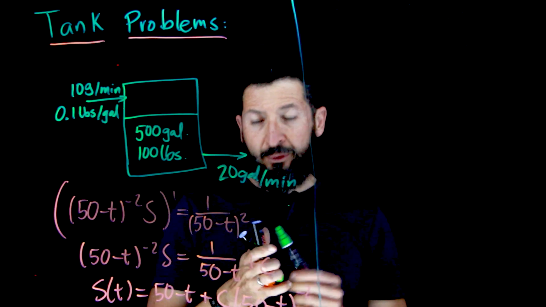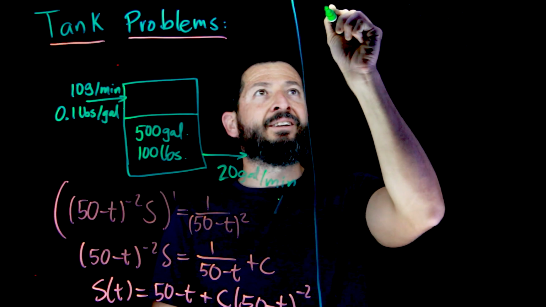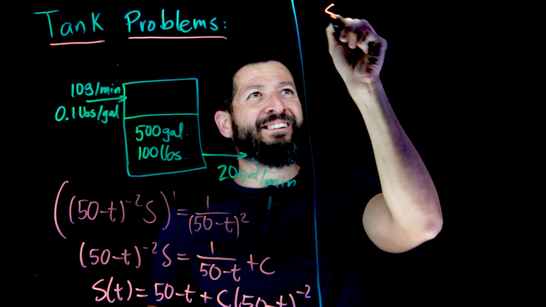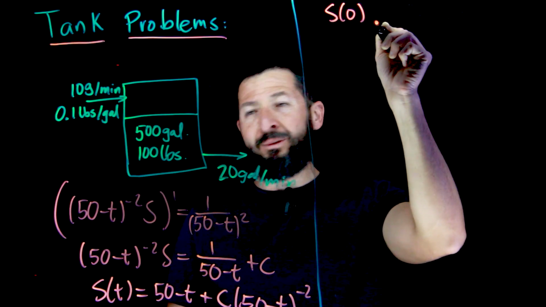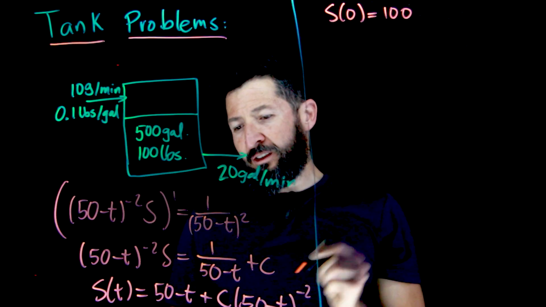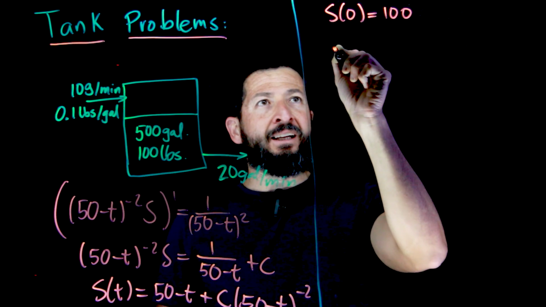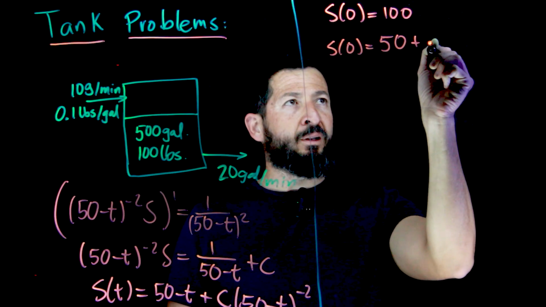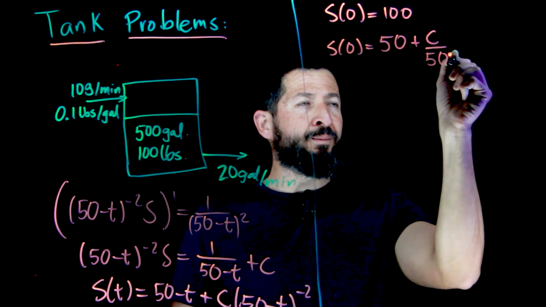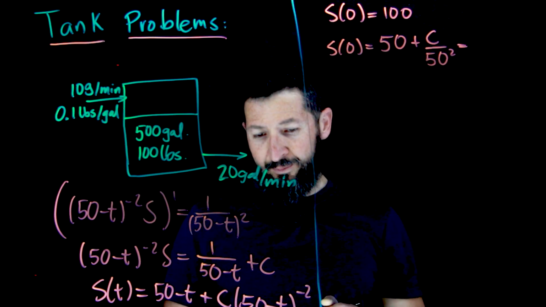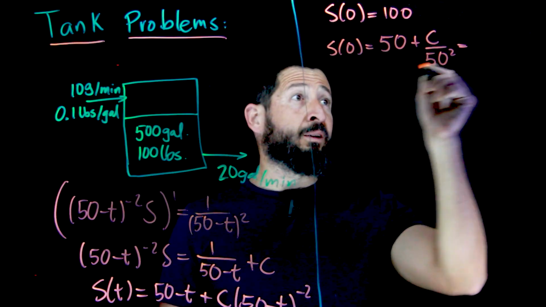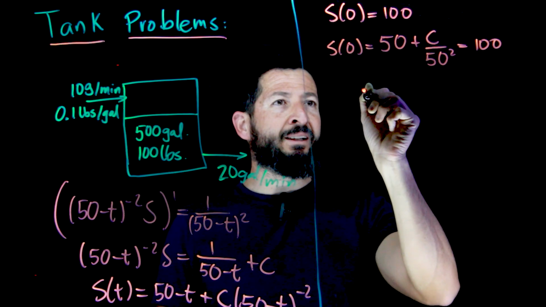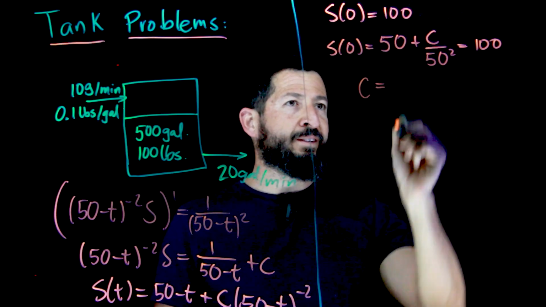All right, so as I said, we use our initial condition that said that S at time 0 is going to be equal to 100. So let's plug that into here. So I get that S at time 0 is going to be equal to 50 plus C over 50 squared is going to be equal to 100. So this is going to give me 50 when I subtract, and then C is going to be equal to 50 cubed.